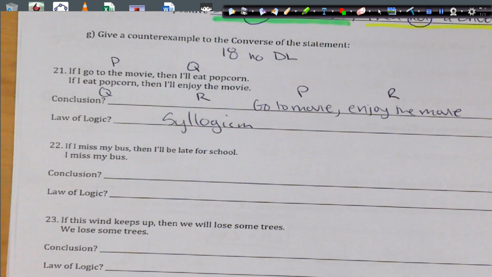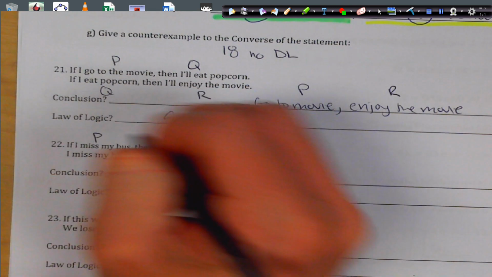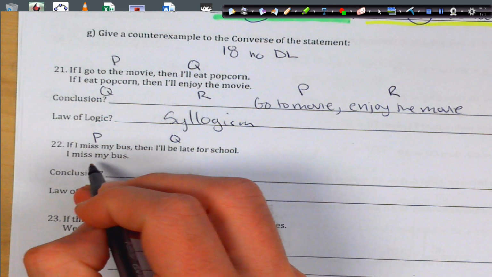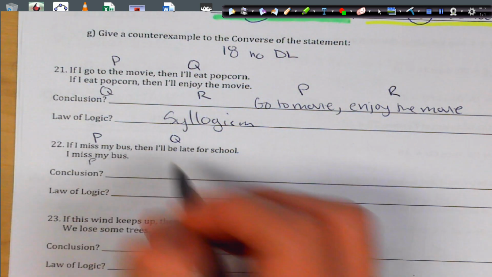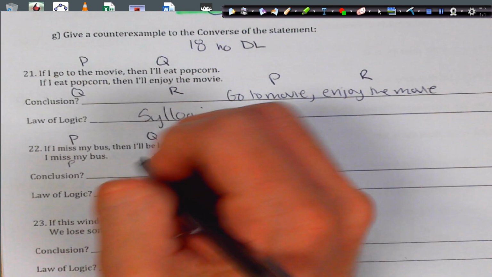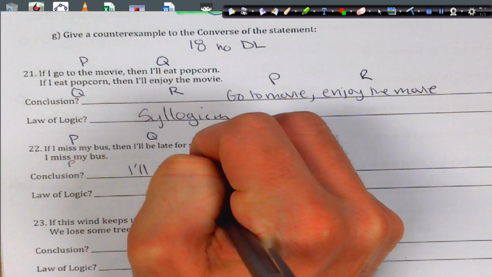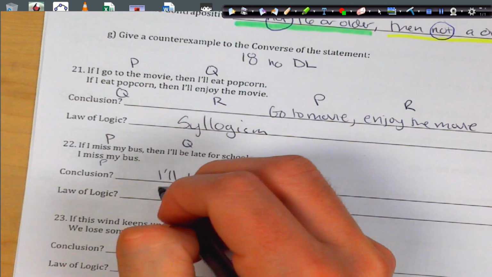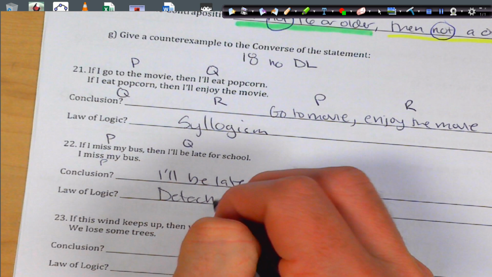If I miss my bus, then I'll be late for school. So P, then Q. I missed my bus. If P is true, then Q is true. So what's the conclusion? I'll be late. Law of logic, this is law of detachment.